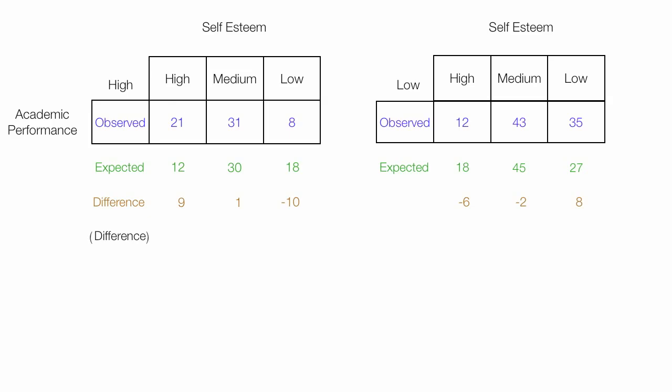Now I take these differences and I'm going to square them all. So I take 9 and I square it, which is 81. I take 1 squared, which is 1. 10 squared, which is 100. Negative 6 squared, which is 36, last time I checked. Negative 2 squared, which is 4. And 8 squared is 64.